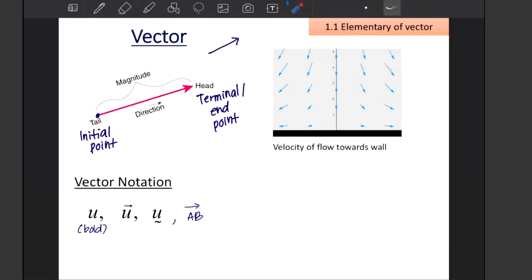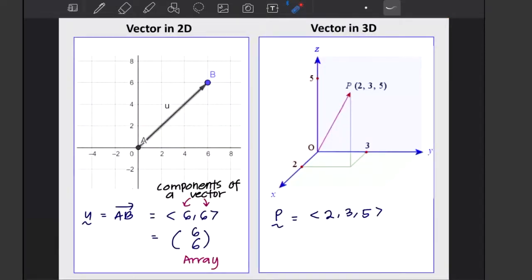That's why we learn about vectors. I want to study about flow and some more. Alright, vector notation. How do we write a vector? You can write it as U as a bold letter, or we put an arrow on top of the letter, or we can write it like this or like this. Alright, vector in two-dimensional.